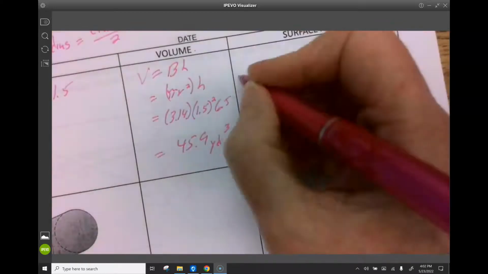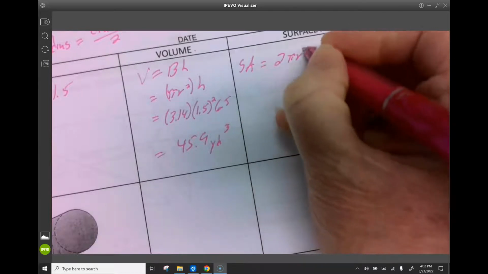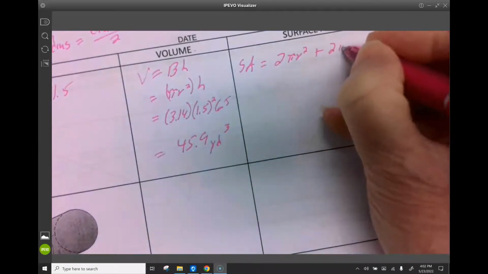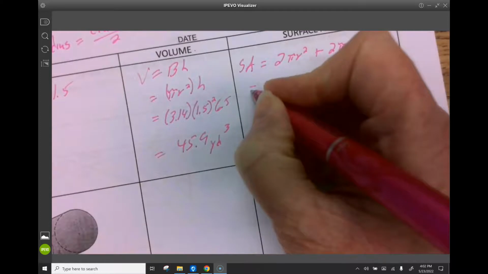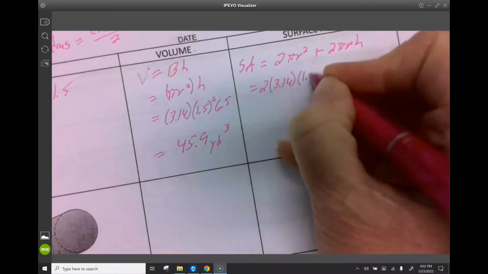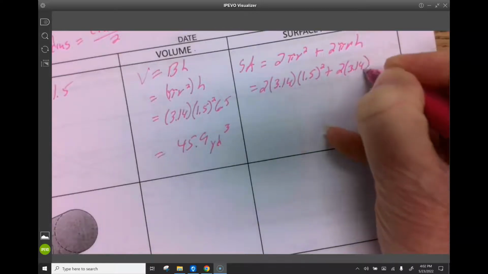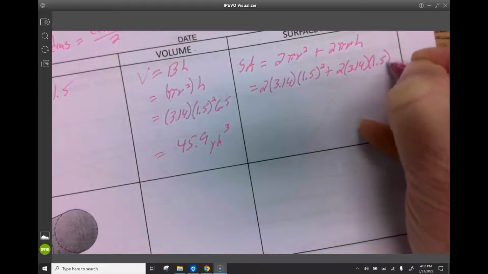Now, surface area, we again have a formula for this. We have 2 circles because we have 2 bases. Then we take the circumference times the height. So 2 times 3.14 times the radius squared, plus 2 times 3.14 times the radius times the height.